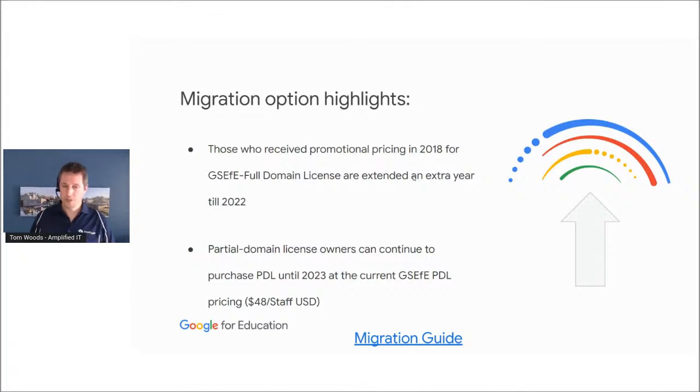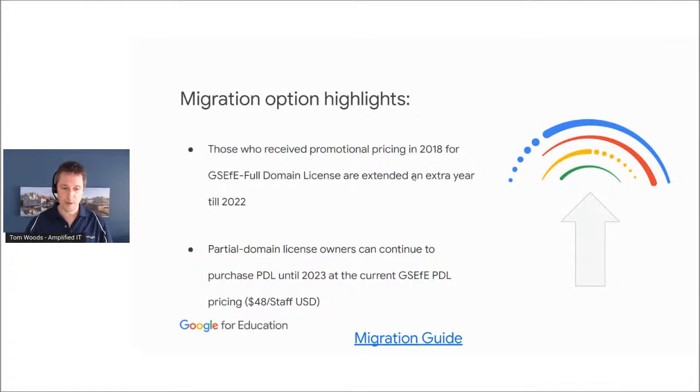If you purchased full domain Enterprise for Education in 2018 during a promotional pricing promotion that was going on, they're actually extending that an additional year. So not 3 years any longer, but actually 4 years for you, until 2022. So Google's added on an extra year there for those folks that purchased Enterprise full domain in 2018. So that's really great news.